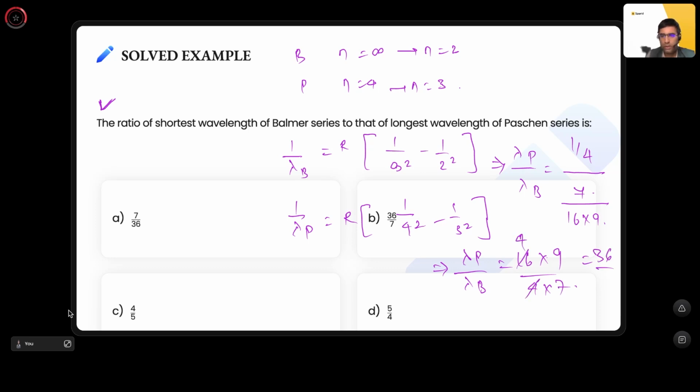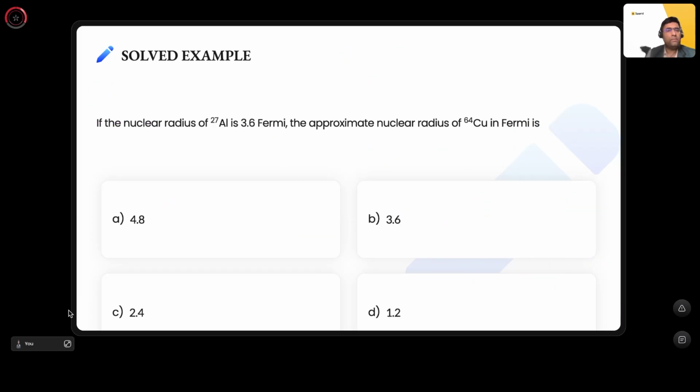So it will be 36 upon 7, and we have to find Balmer upon Paschen, so this will be my answer. So such questions are also important. You just have to go through the series, which will be the shortest and which will be the longest wavelength. All right. Next question.